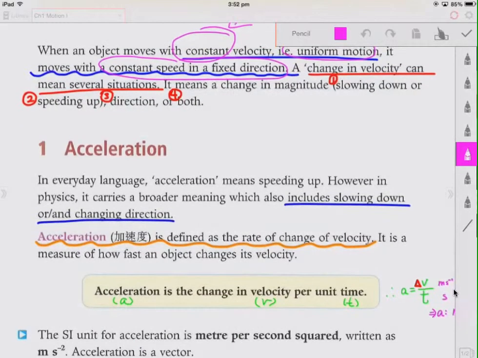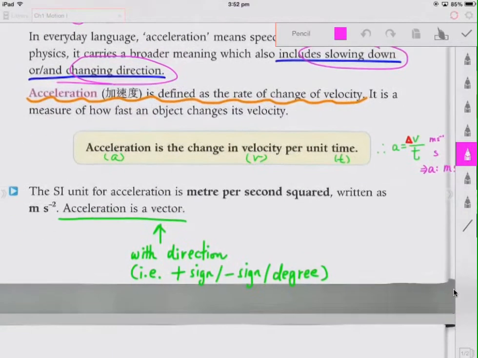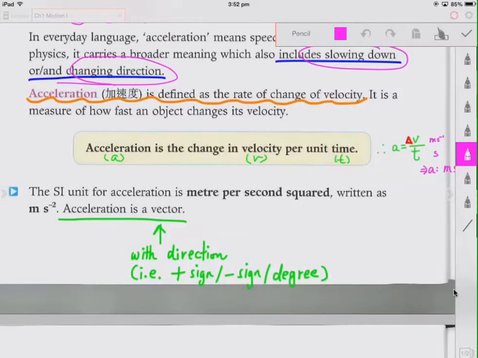And underline, change in velocity can mean several situations. It means change in magnitude, speeding up or slowing down, and even the direction. And change in velocity is exactly what acceleration means. In physics, acceleration is not just meaning speeding up, but also includes slowing down or changing the direction. Acceleration is defined as the rate of change of velocity.